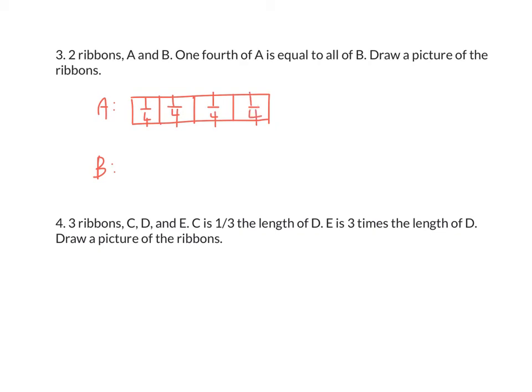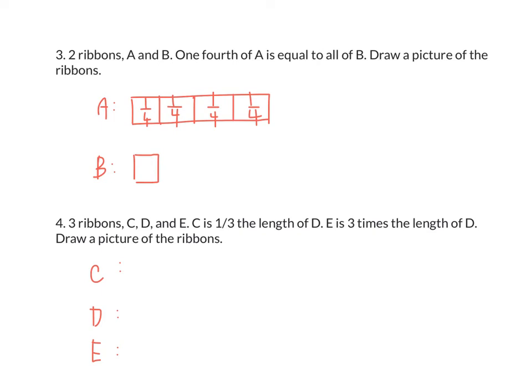So if 1/4 of A is equal to all of B, that means the whole B ribbon is only that big. Do you see how that makes sense? Right? Do you guys see what that means? Yeah. Now we're going to draw 3 more ribbons, C, D, and E. It says C is 1/3 the length of D. So what's longer, C or D? D is longer because C is 1/3 the length of D.